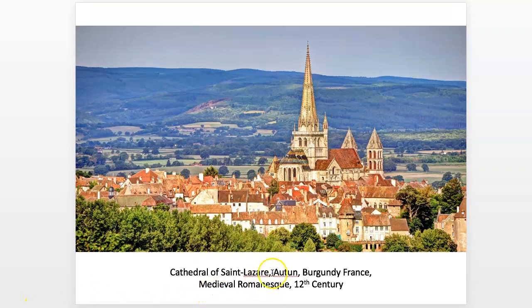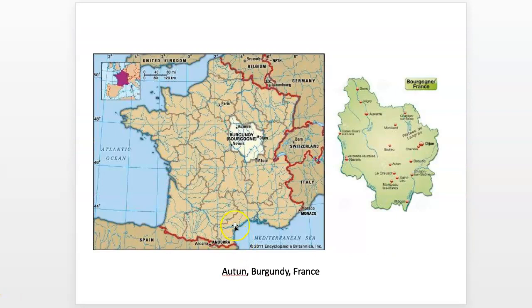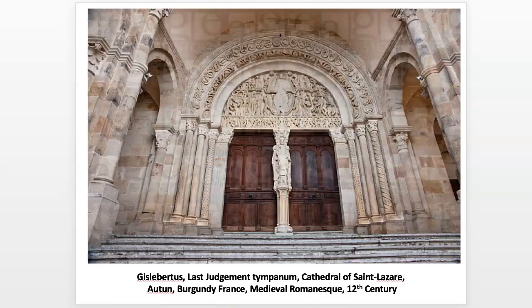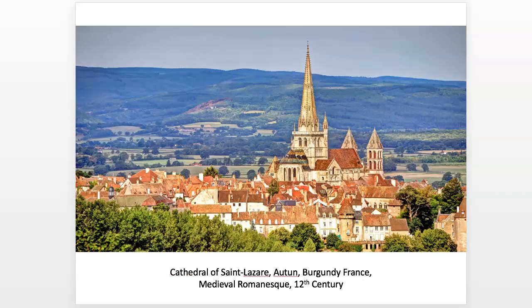This is Saint-Lazare in Autun, Burgundy, France. Also a Romanesque cathedral. Burgundy's up here. Our last one was down here, so this is the area right here we're talking about in France. And we're going to look especially at the portal of this cathedral. So it's a beautiful cathedral.